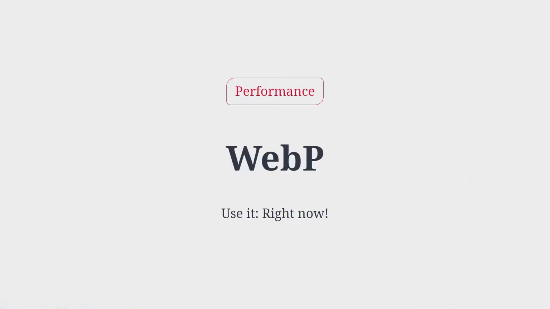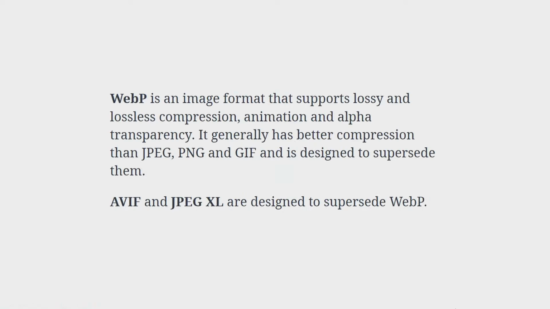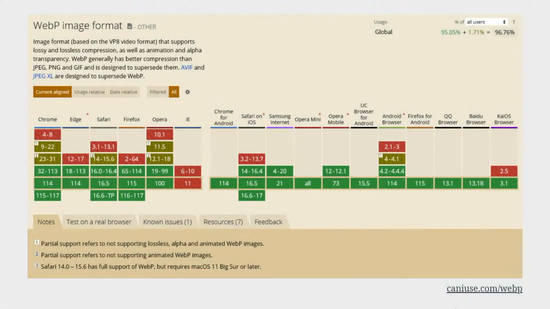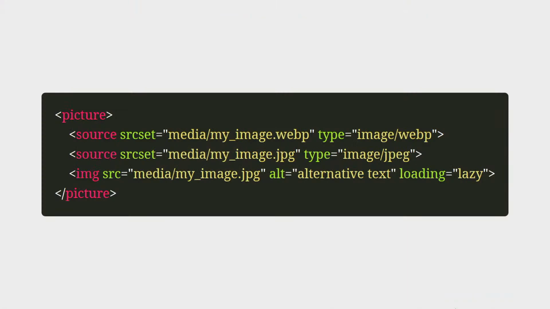Next, WebP, also a known topic. So just quick, WebP is a more or less new image format that's supposed to supersede the older versions, JPEG, PNG, and GIF. And it's now well supported in every browser. There are two other formats, AVIF and JPEG XL, which are themselves supposed to supersede WebP. As I said, WebP, each and every modern browser can display WebP images.